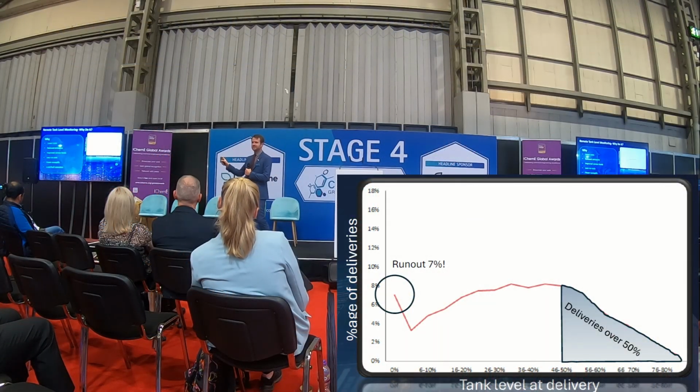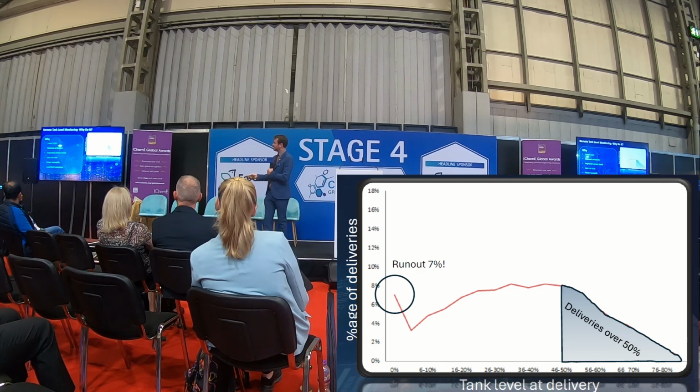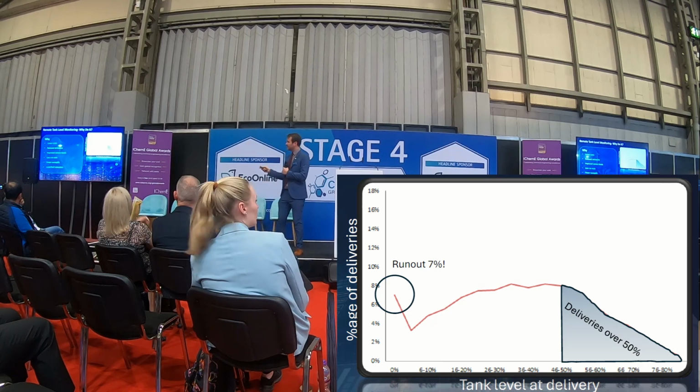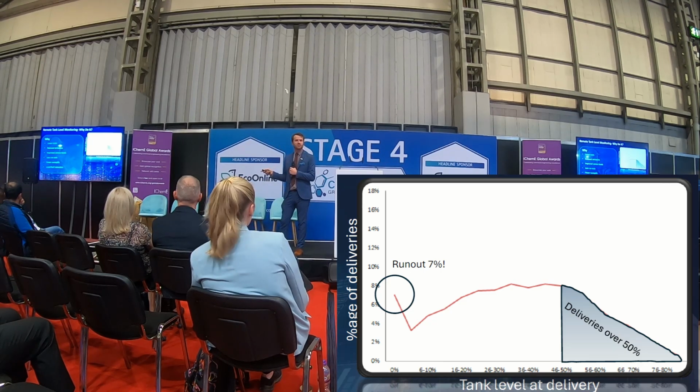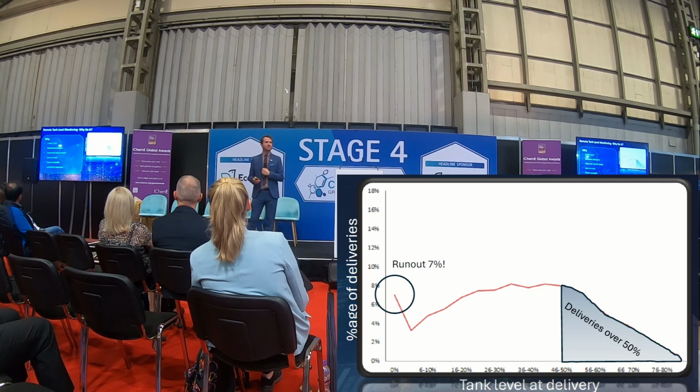This red line here is a chemical supplier, number of percentage of deliveries up the left, and the tank level at delivery there. Look at this wasted delivery. They're delivering with the tank over 50% full. Why? It's no value to anyone. Running out of product 7% of the time at your customers. It's a terrible service level.